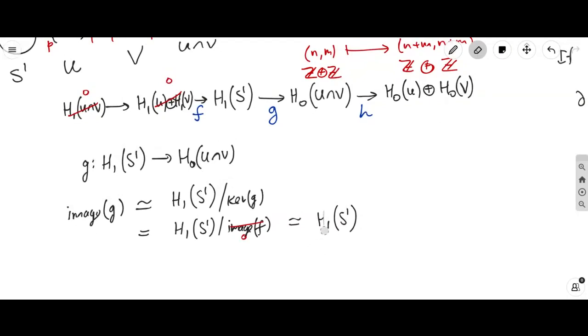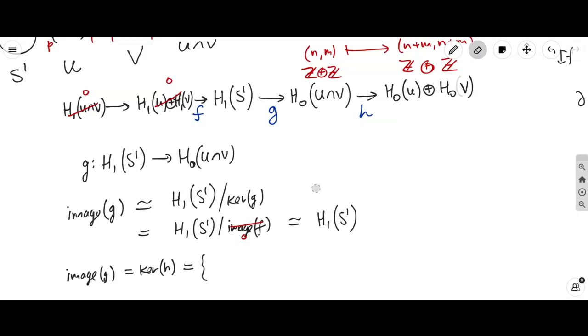And so what we see is that the fundamental group, I'm sorry, not the fundamental group, the first homology group of the circle is isomorphic to the image of G. It's the image of this map. But we're going to use exactness again. The image of G is going to be the kernel of H. So now let's find the kernel of H.